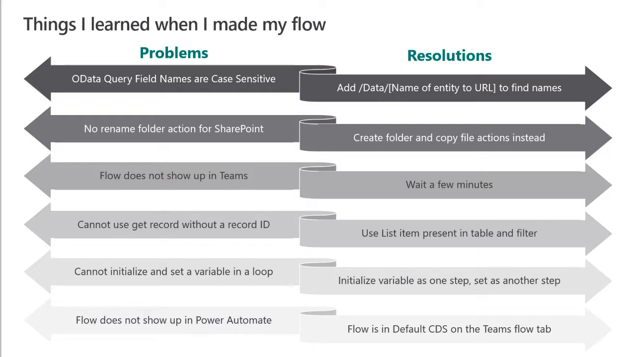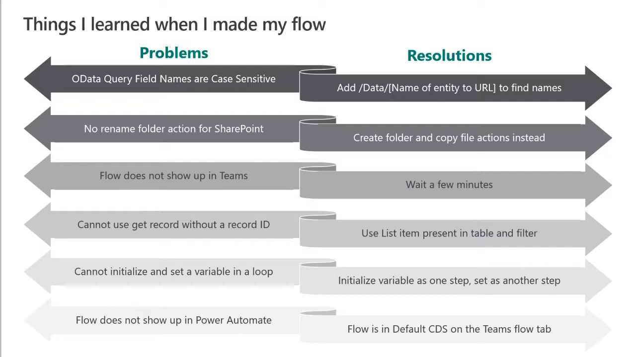The next thing is you can't use the get record, and I shouldn't say without a record ID. It's the object ID, really, the technical term. In my case, if you don't know what that object ID is, one tip if you want to use get record instead is to just run the flow and let it give you the error message. In my case, I decided to use the list items present in table, and then I filtered it down using that OData filter.